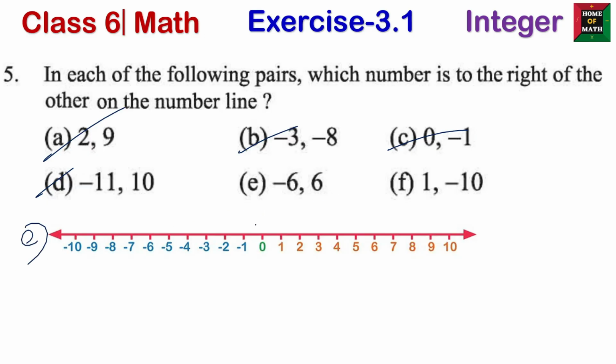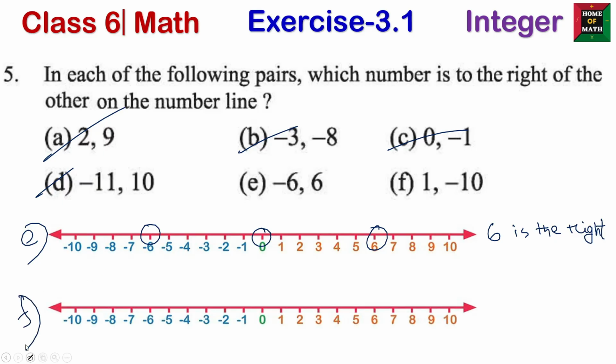Number E, 0 and minus 6. This is minus 6. This is 6. So 6 is the right. Okay? Then number F, 1 and minus 10. So this is 1. This is minus 10. So 1 is the right. Okay? So number 5 is done. This chapter, 3.1, has 8 questions, and in this video we are trying to solve everything.